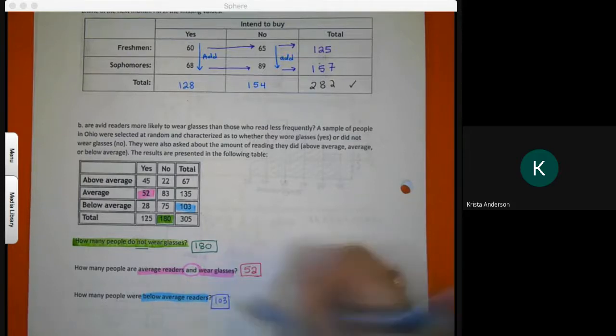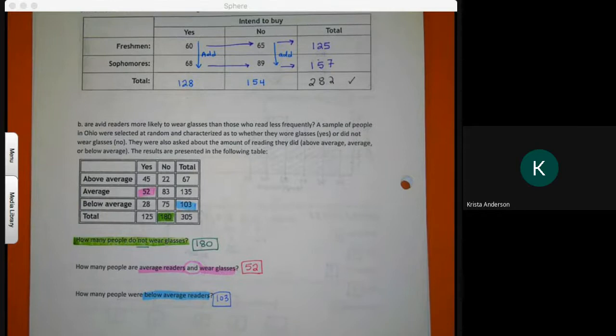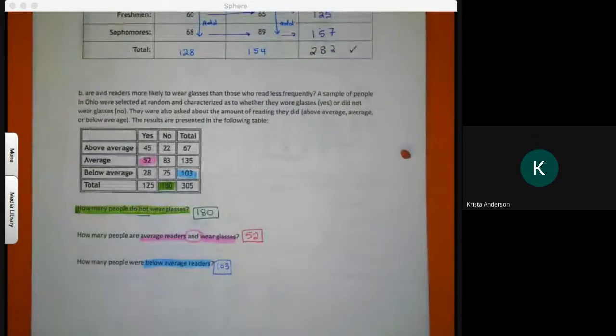So we're just starting to read tables. Any questions? Okay, turn the page.